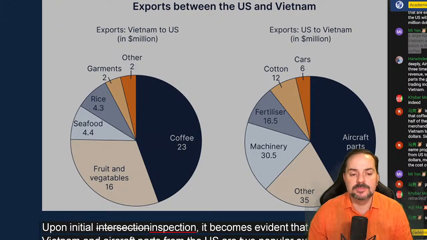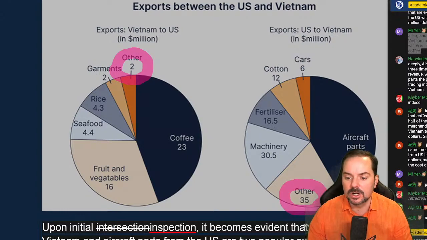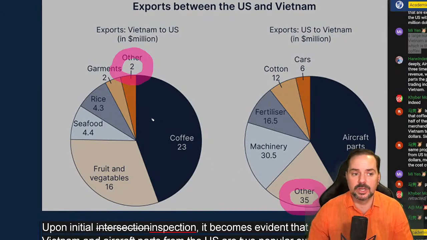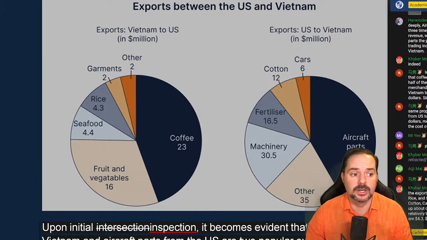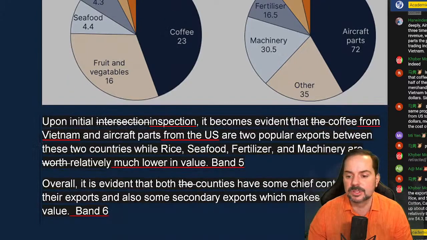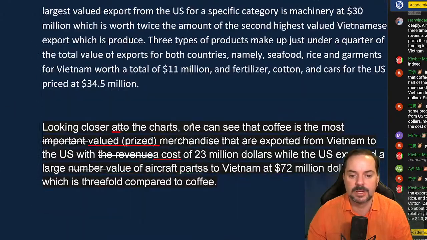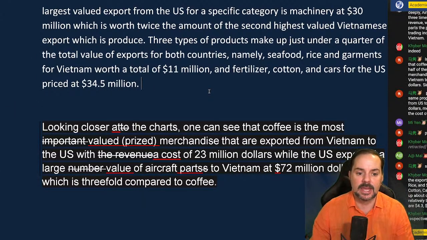And then last but not least is other. I can see that the other for Vietnam is a very small amount. It's just 2 million. And other for the US is a very large amount. It's 35 million. So here we have a very, very clear contrast. And bear with me here, members, because I am losing my voice a bit here, and I want to get to the end.